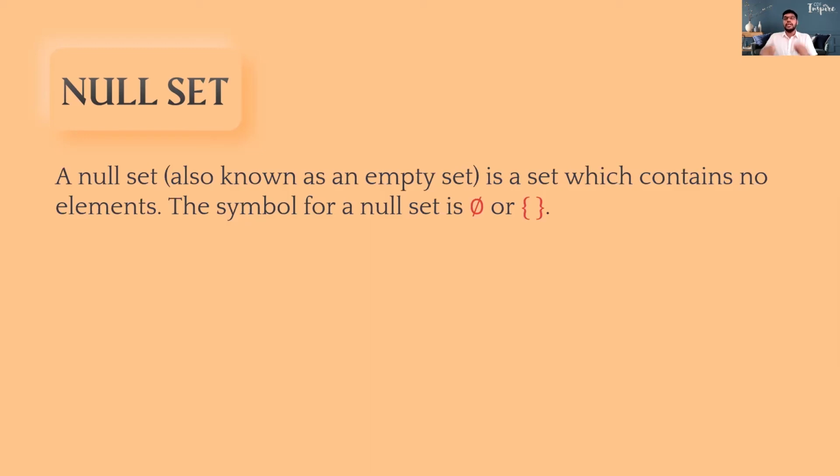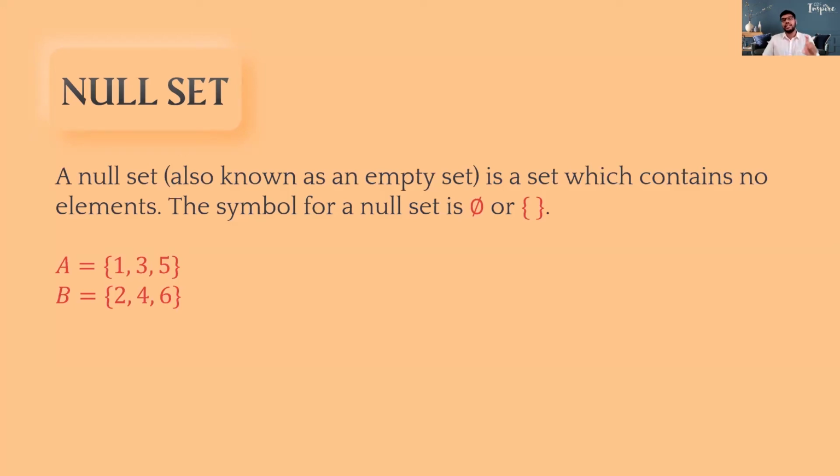Or you can put the two curly brackets with nothing in between. That is also a null set. All right, so how can we get a null set? Let's have a look. Now, children, let's say you have the sets A = {1, 3, 5} and B = {2, 4, 6}. Right? Can you see, children?